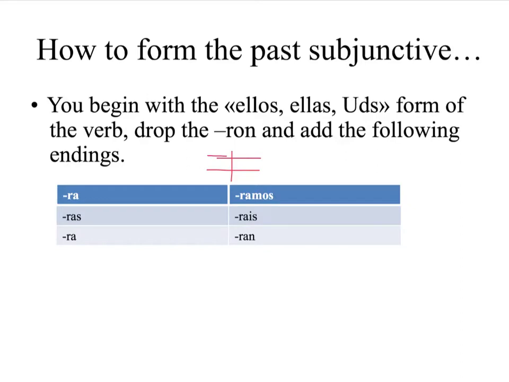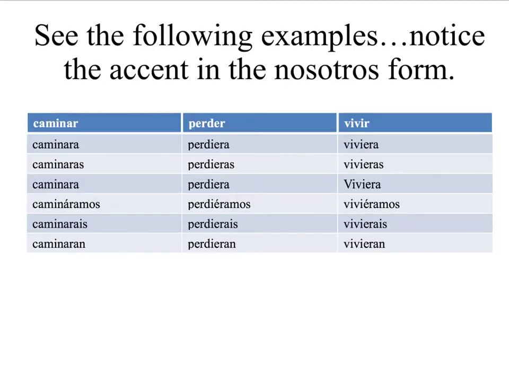When we say the ellos, ellas, ustedes form, we're talking about this form right here. And then these are the endings that are added to it. If you look at the examples, it's important that you notice what happens in the nosotros form. So we have our nosotros forms here, and these are for regular -AR, -ER, and -IR verbs. We have caminaron as our verb. We get rid of that -ron, and then we add our ending, and notice that there's an accent that goes in there in order to be able to keep the same sound.